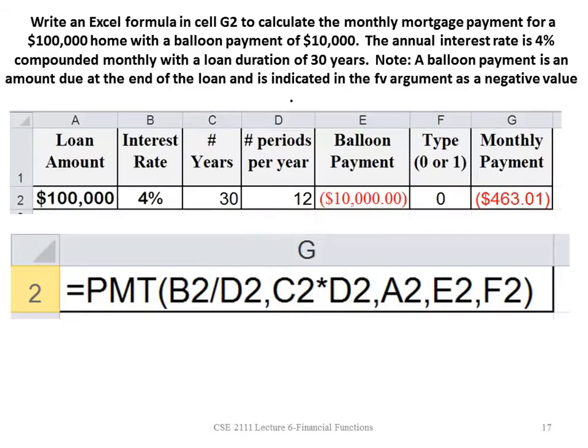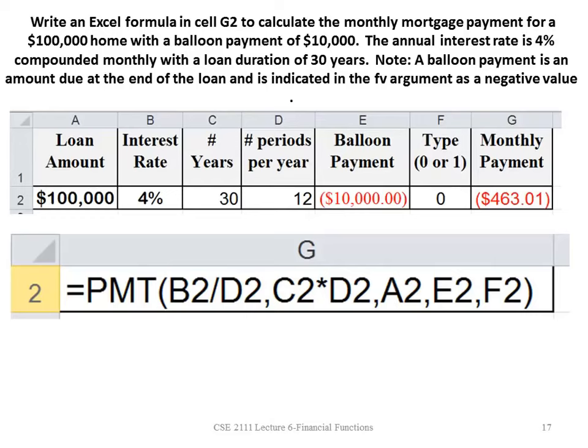Okay, here's another example. Write an Excel formula in cell G2 to calculate the monthly mortgage payment for a $100,000 home with a balloon payment of $10,000. The annual interest rate is 4% compounded monthly with a loan duration of 30 years. Note, a balloon payment is an amount due at the end of the loan and is indicated in the future value argument as a negative value. There's our payment function that we're putting in there. We're putting it in cell G2.